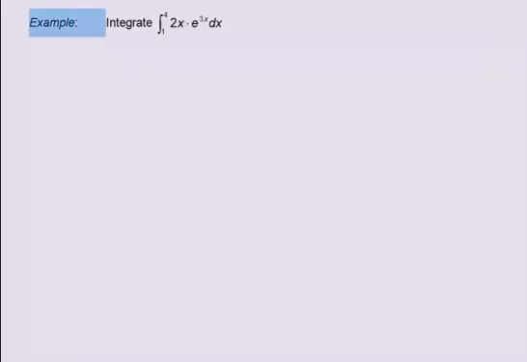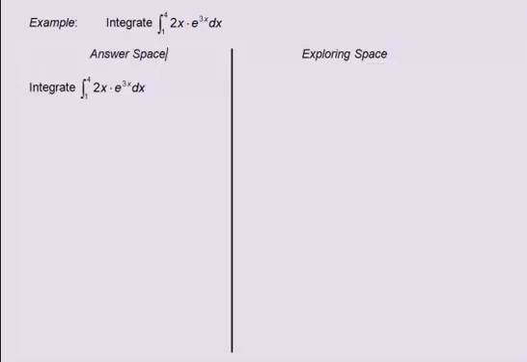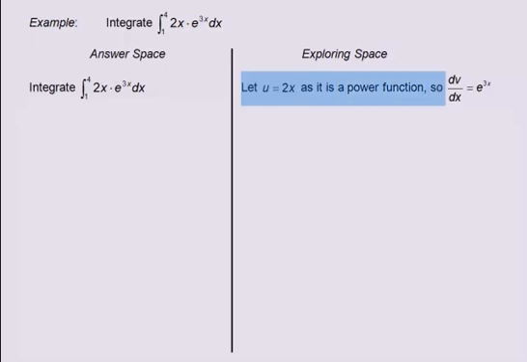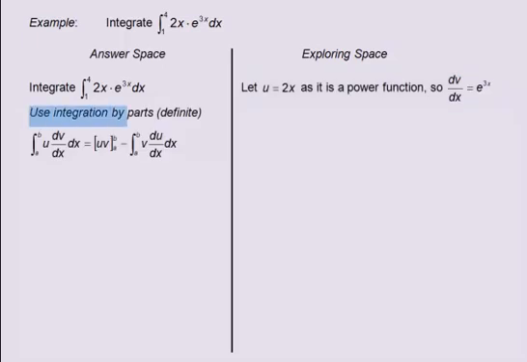Example: integrate 2x multiplied by e to the power 3x with respect to x between 1 and 4. Firstly, divide your page into answer space and exploring space. The question is to integrate 2x multiplied by e to the 3x with respect to x between 1 and 4. Let u equal 2x as it is a power function, so dv by dx equals e to the power 3x. Use integration by parts for definite integrals.